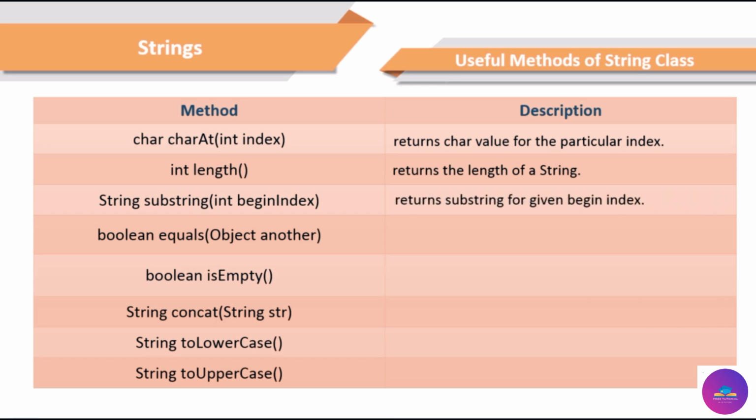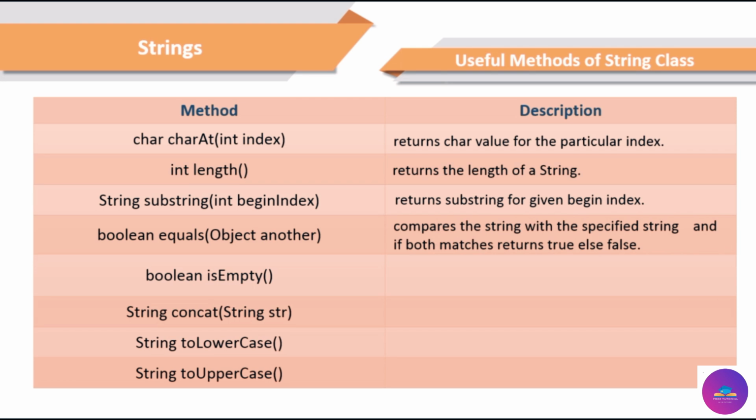The substring method comes with 2 signatures. If we pass only the beginning index, it returns a substring from the begin index to the end of the string. If we pass the begin index and the end index to the method, then it returns a substring given the starting index and the length of the result. The equals method compares the string with the specified string and then returns true if the 2 string objects contain the same contents. Otherwise, it's false.